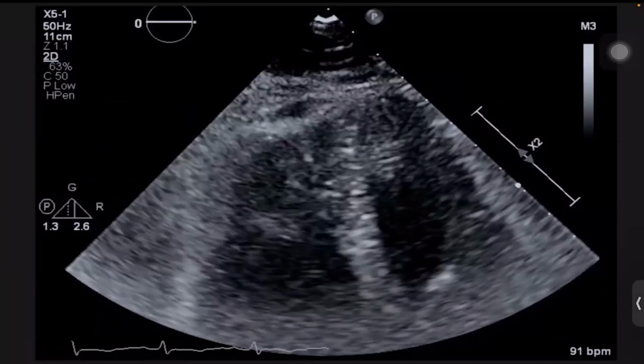This is a 30-year-old lady who just had a delivery of a full term baby. After delivery, some 30 minutes later, she developed breathlessness and she collapsed. Patient was intubated and immediately an echo was done, and this is what you see. So what is the diagnosis and what is the management?